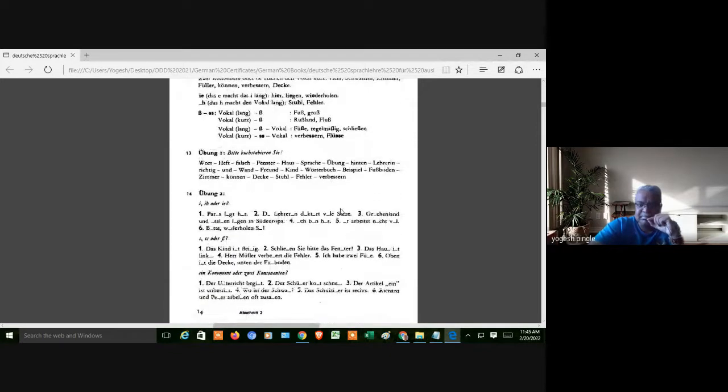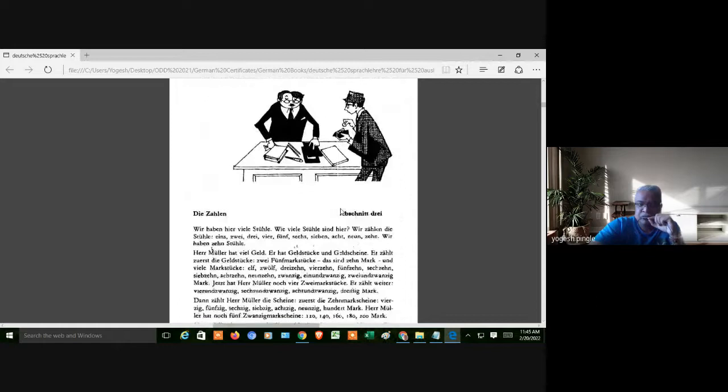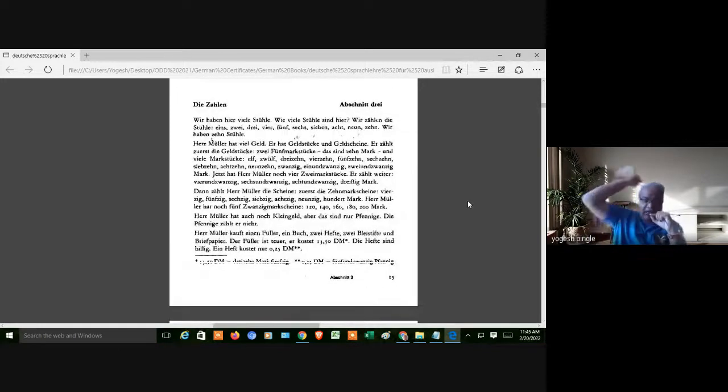Then Abschnitt drei. It is mostly related to the Zahlen. So those numbers are very important. Wir haben viele Stühle. We have many stools here. So now how many stools are here? So he's counting now, na? Wir zählen die Stühle. We are counting the stools. 1, 2, 3, 4, 5, 6, 7, 8, 9, 10. Wir haben 10 Stühle. Right?